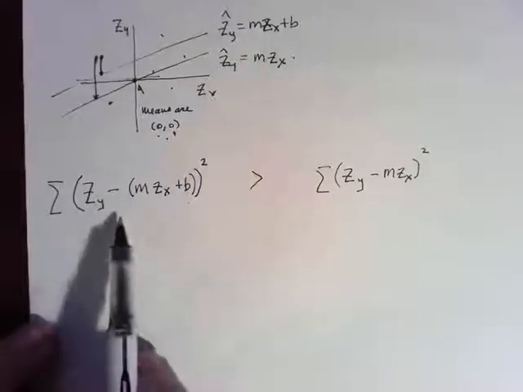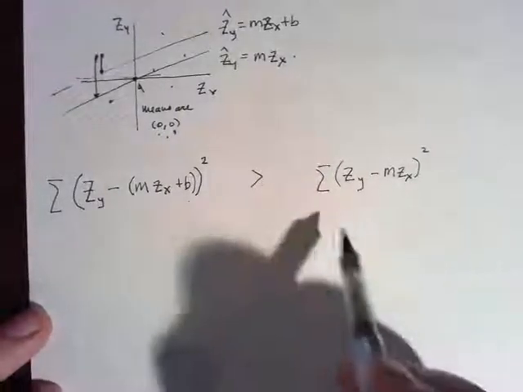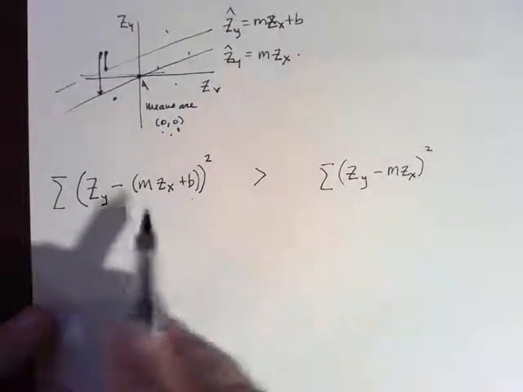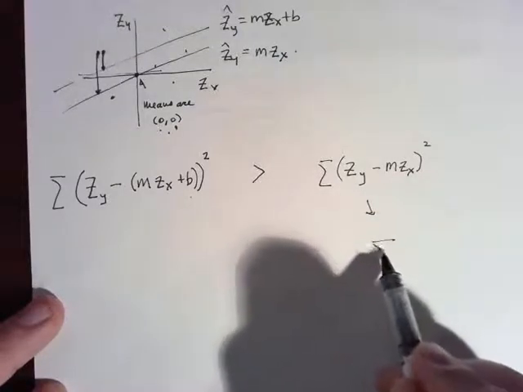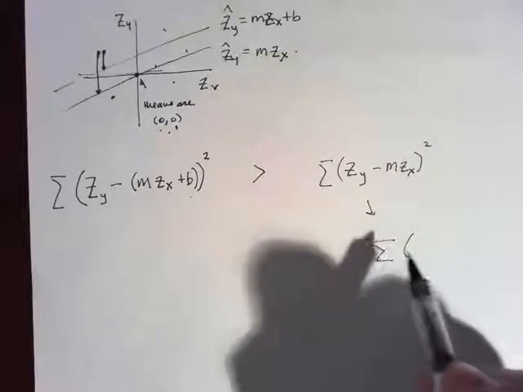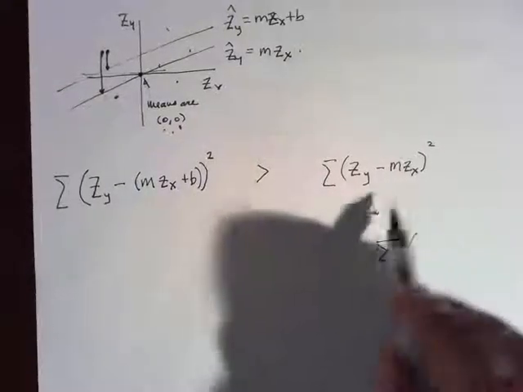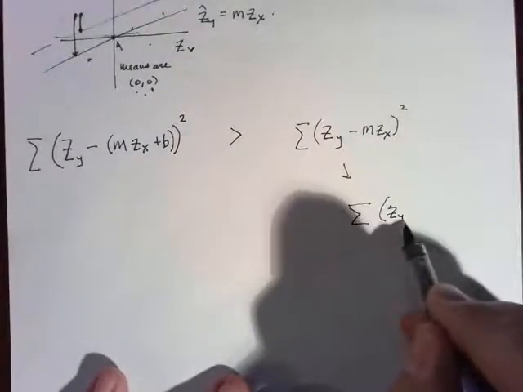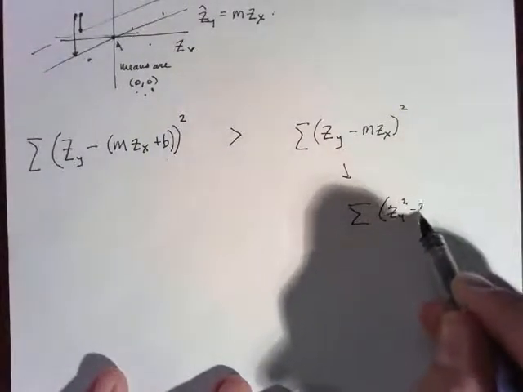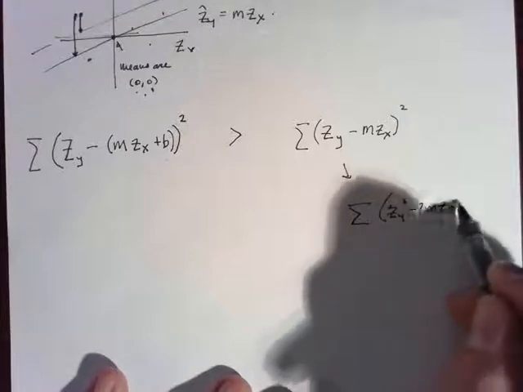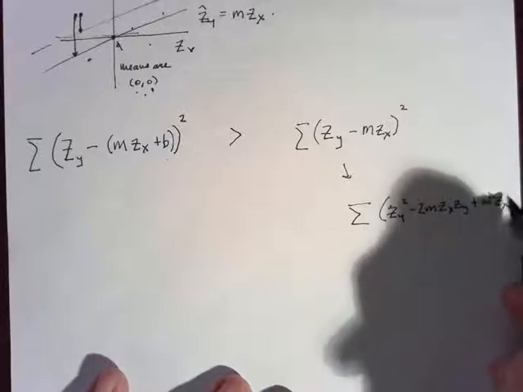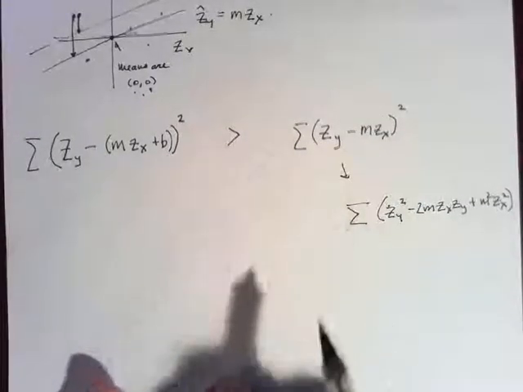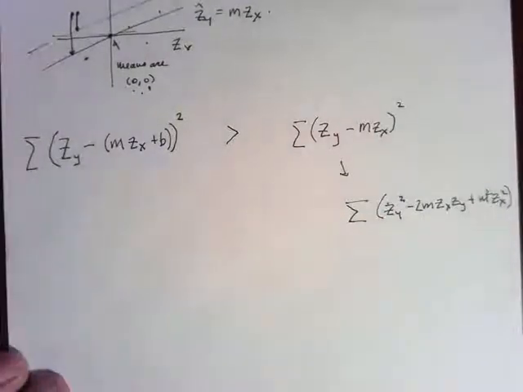So let's see what happens if I square this out. This one is a little bit easier if I square out. This is a bit of a mess. If I square this one out, I'm going to have the sum here in front. I'm leaving room here because this one's going to get bigger. And if I square this binomial, I get zy squared minus 2m zx zy plus m squared zx squared. That's what I get by squaring this binomial. I'll come back to this because I'm going to compare it to this one.